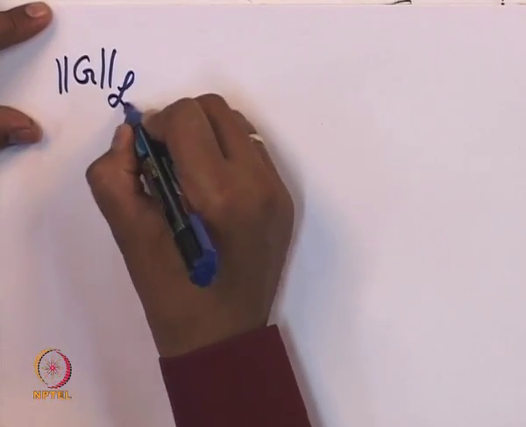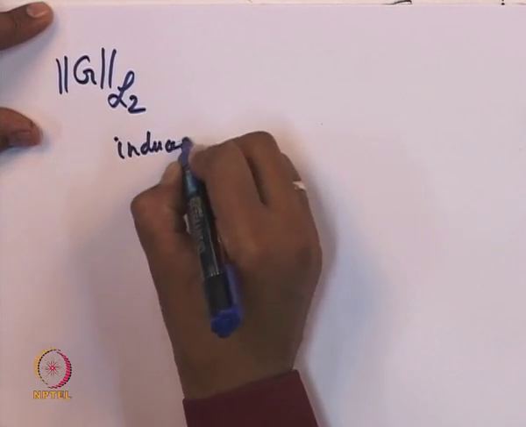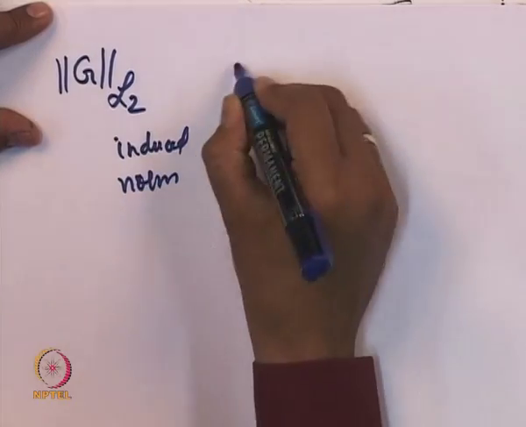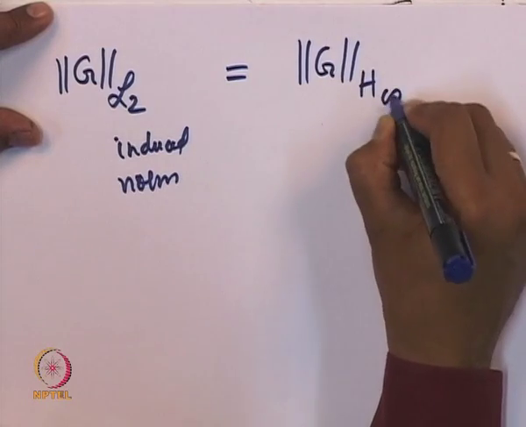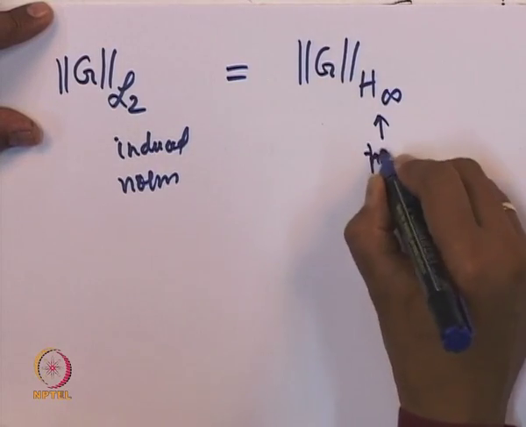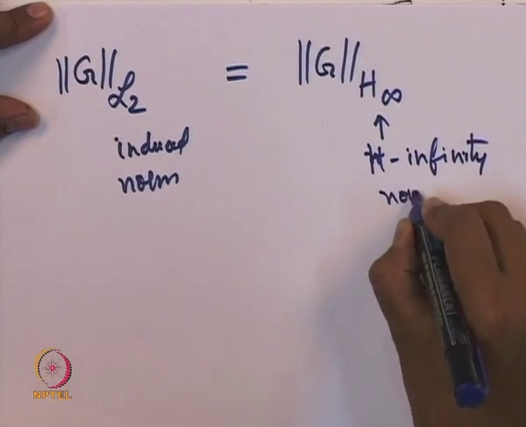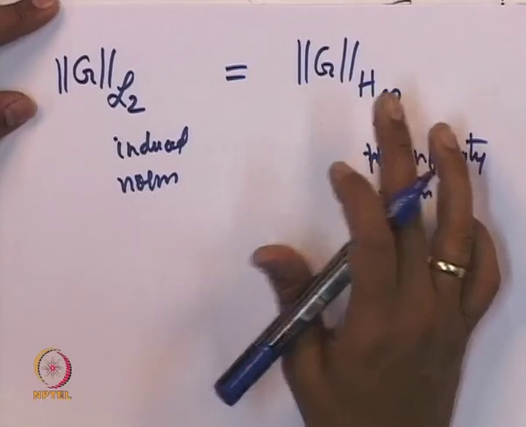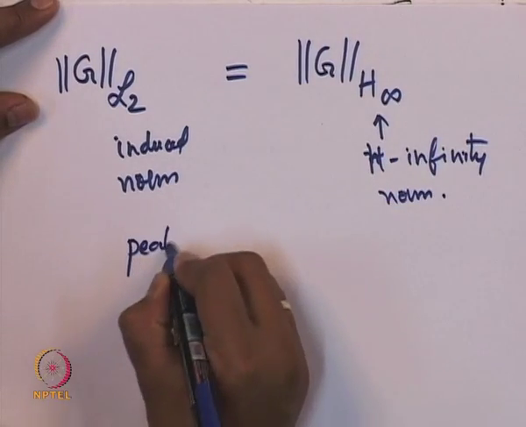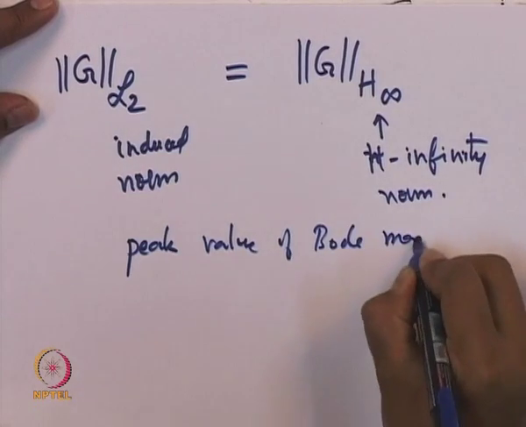So, we have seen some examples of transfer functions, and when they have a finite L2 induced norm, what remained to be told is a very important word. The L2 induced norm has another name, only a different name, that is also called the H infinity norm. What is the H infinity norm? It is nothing but the L2 induced norm. For single input, single output systems, it is nothing but the peak value of the Bode magnitude plot.